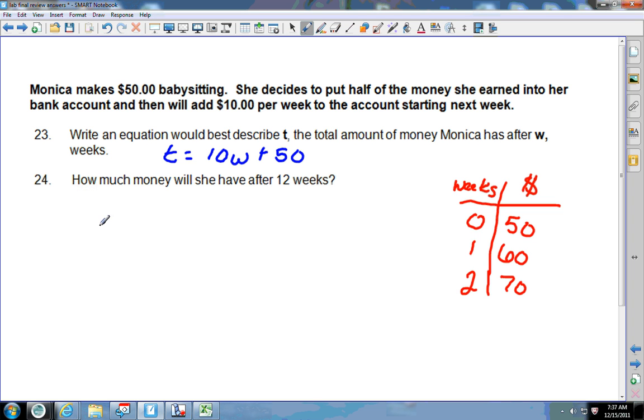The next thing says, how much money will she have after 12 weeks? You'll take $10 times 12 plus 50. This is 120 plus 50, which is $170.